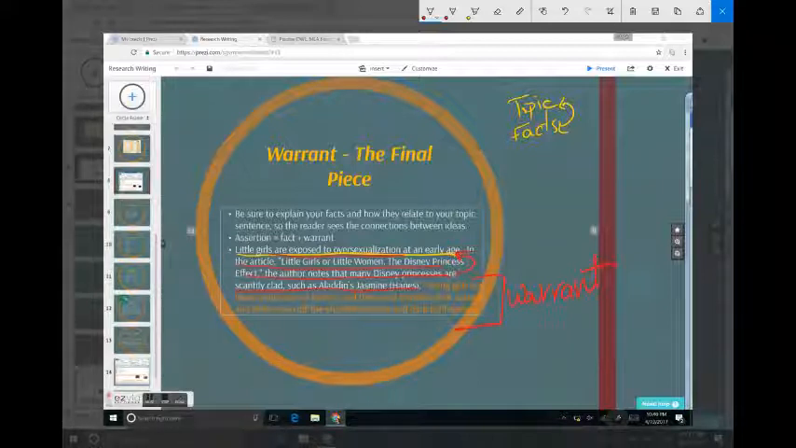So the warrant is the key to a solid research paper. If you want to have that A paper, this is what you've got to have. Now, you can't just give me a topic sentence and then dump a bunch of facts. You've got to make the connections for your readers so we see how these facts prove the points you're trying to make. All right, so there's the basics of putting together a research paper.